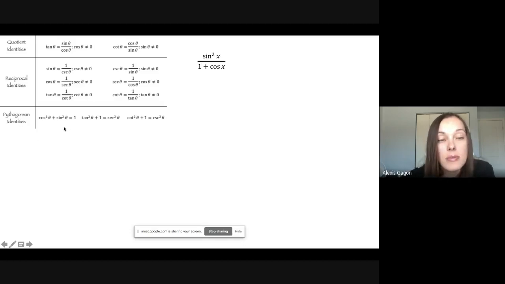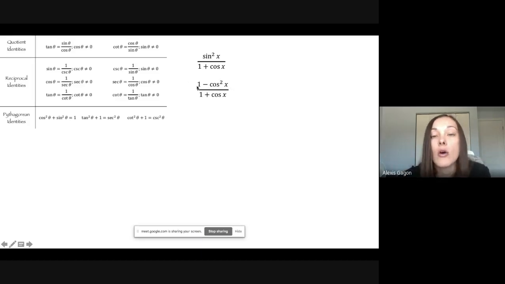Same thing we did before. Cosine squared of theta plus sine squared of theta equals 1. I can subtract this cosine squared of theta over to this side. So then I end up with sine squared of theta equals 1 minus cosine squared of x. Okay, so this and this are the same thing. Are we okay with that? Are there questions on how I got from this part to this part?